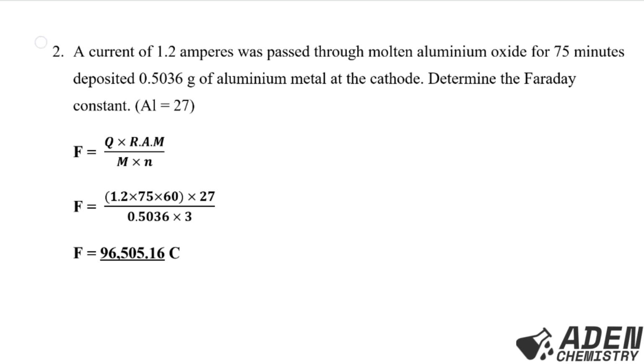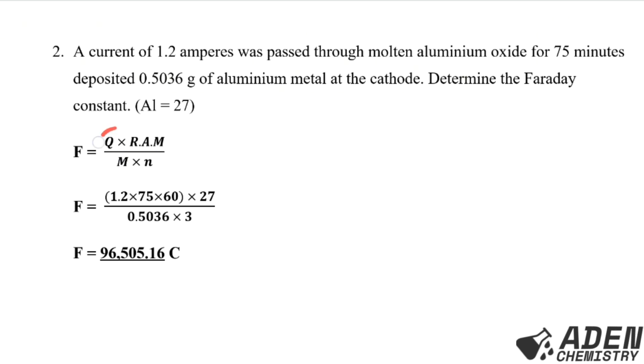Example number 2: we are told a current of 1.2 amperes was passed through molten aluminum oxide for 75 minutes and deposited 0.5036 gram of aluminum metal at the cathode. We are asked to determine the Faraday constant, and we are given the Rm of aluminum, which is equal to 27. The formula for calculating the Faraday constant is Q multiplied by Rm divided by M times N.